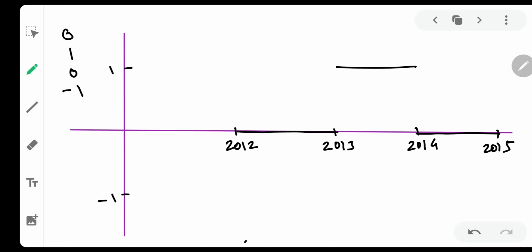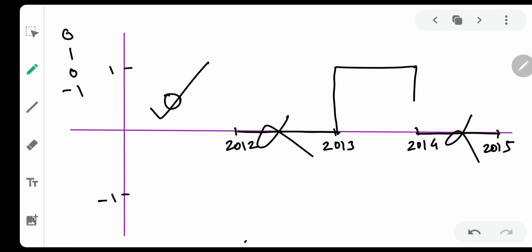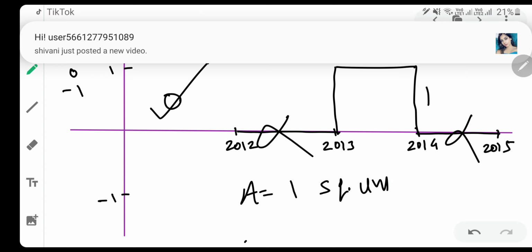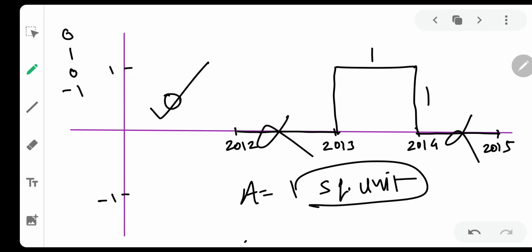Now from 0 to 2012, the answer is already 0. From 2012 to 2015, this is 0, this is 0. Only this part is remaining and there is nothing to cancel it. So this is also a square with this side as 1. So the area would be equal to 1 square unit. So the correct answer to this question would be 1 only.